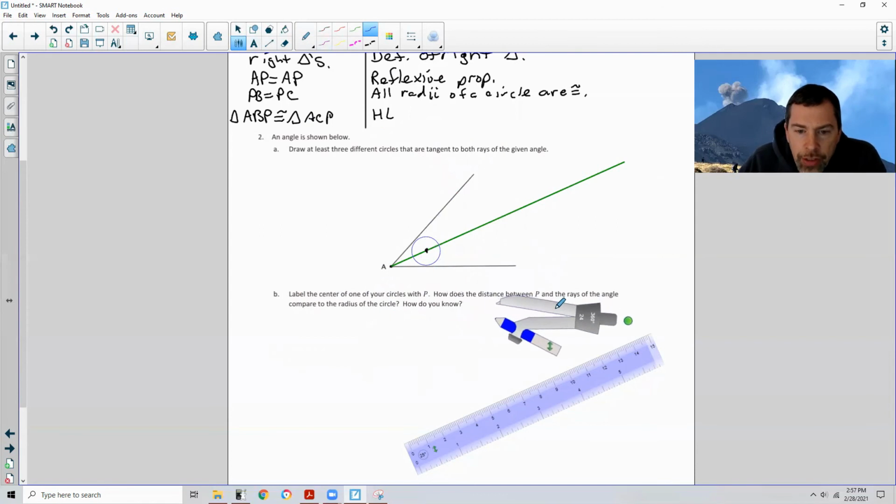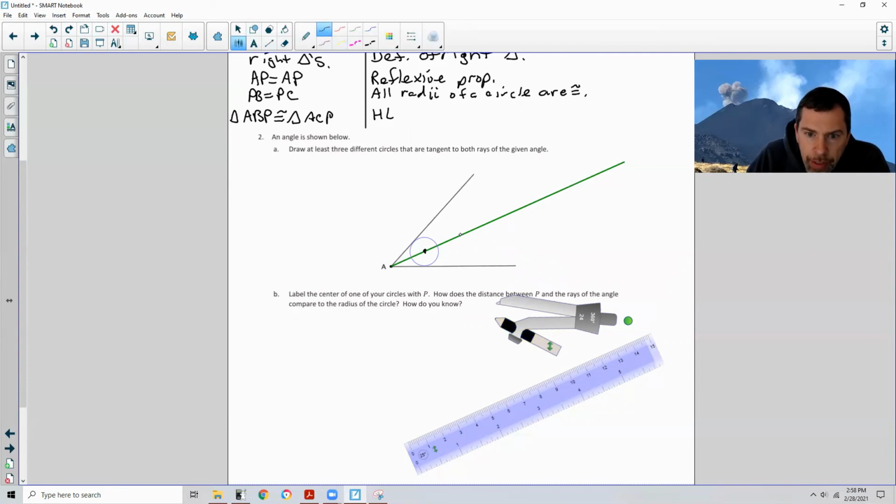Then it would be tangent. Now, obviously I'm off just a little bit because of the program, but if I just click that and move it to the right 2 or 3 and down there. So then if I move this 1, 2, 3 down 1, then there is a circle tangent to both of those segments that form that angle. It says draw at least 3 different circles that are tangent to both rays of the given angle. Okay, so there's one.